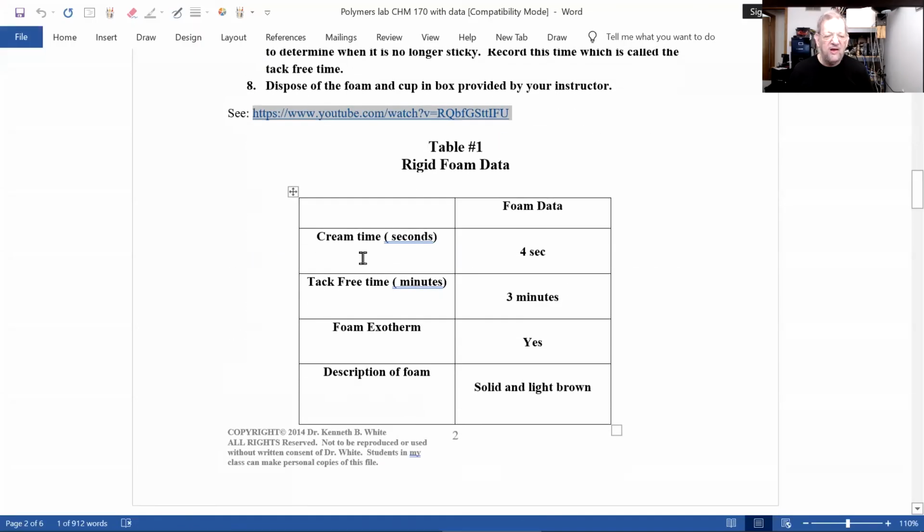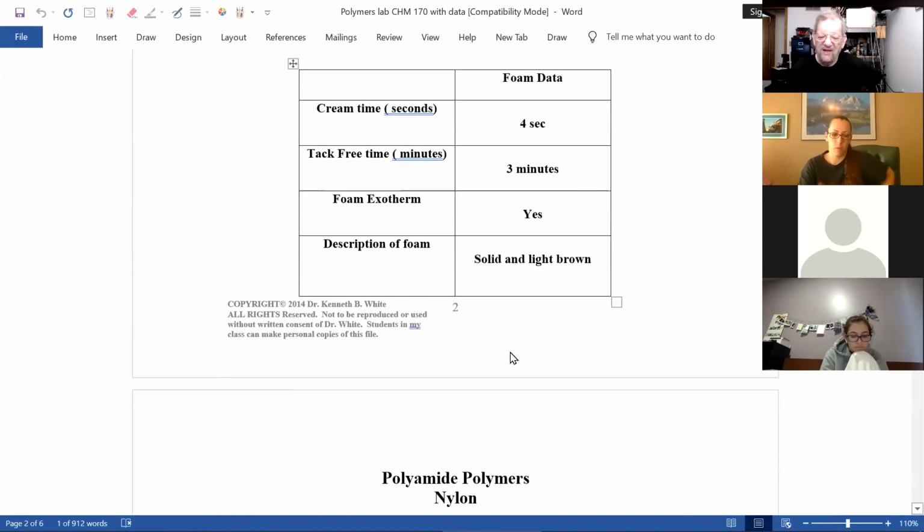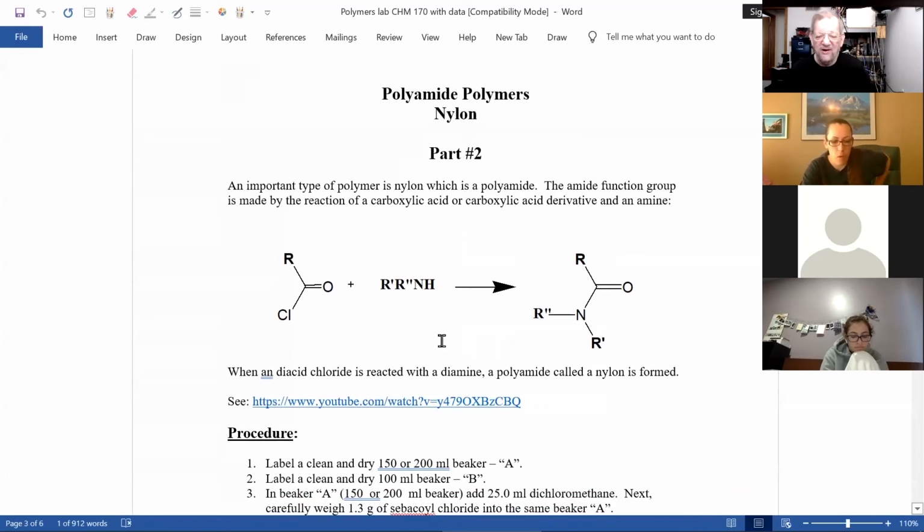By the way, if you were in the lab, you would measure. Everybody see the lab now? Thank you. You'd measure the cream time, tack-free time. Does it heat up? And the answer is yes. The heat from that is what causes the blowing agent to expand to make the foam. By the way, how many of you have ever made bread? Bread is really a foam that's hardened, just like a solid urethane foam, except one you eat and the other you don't. And the next one, we're going to be doing nylon.